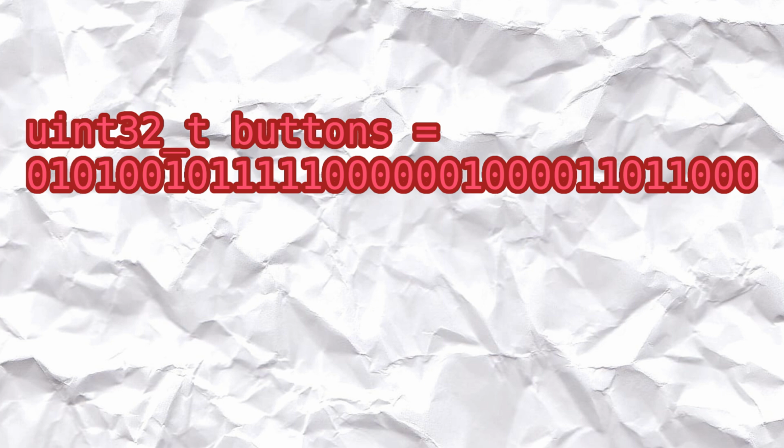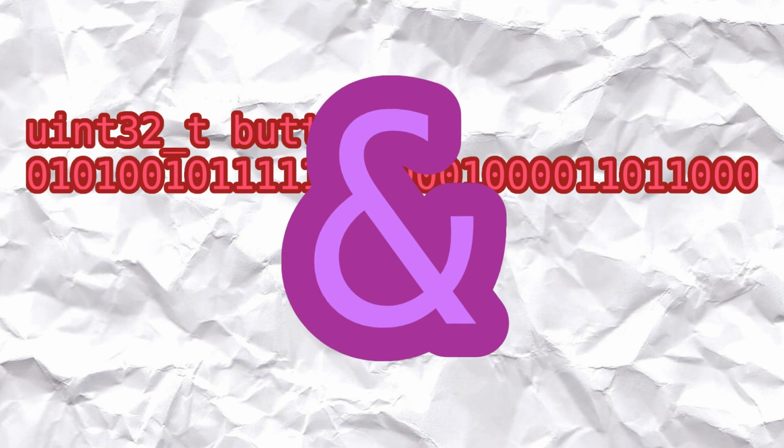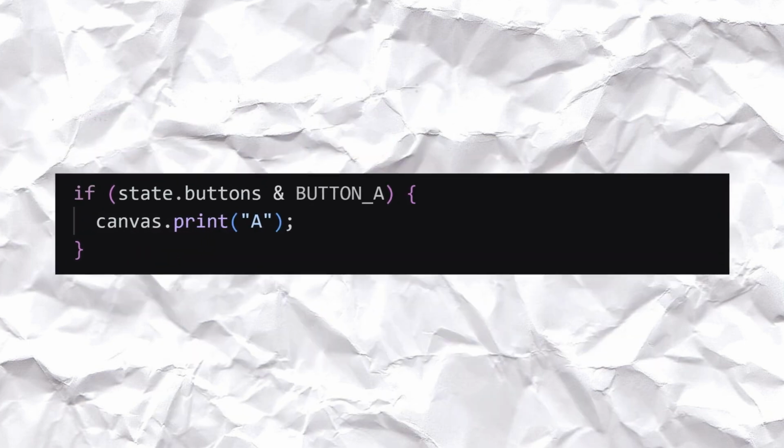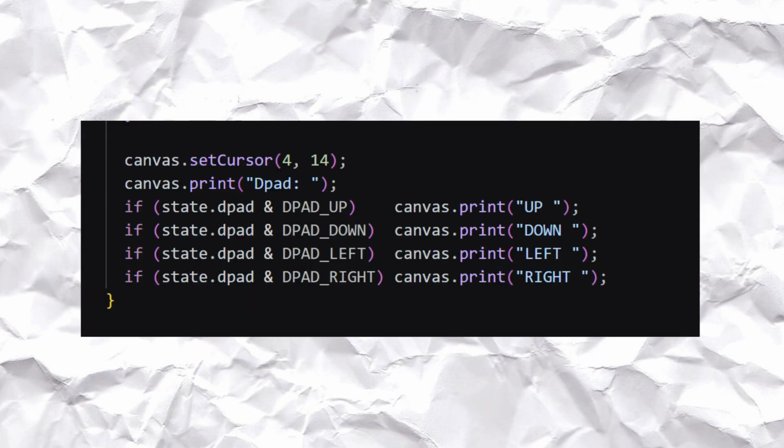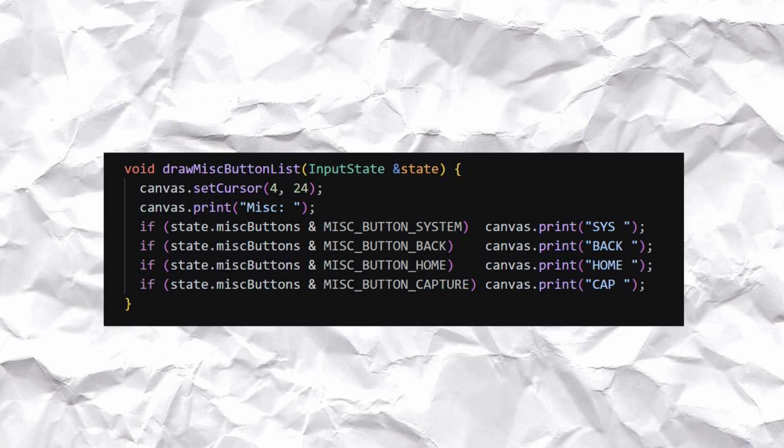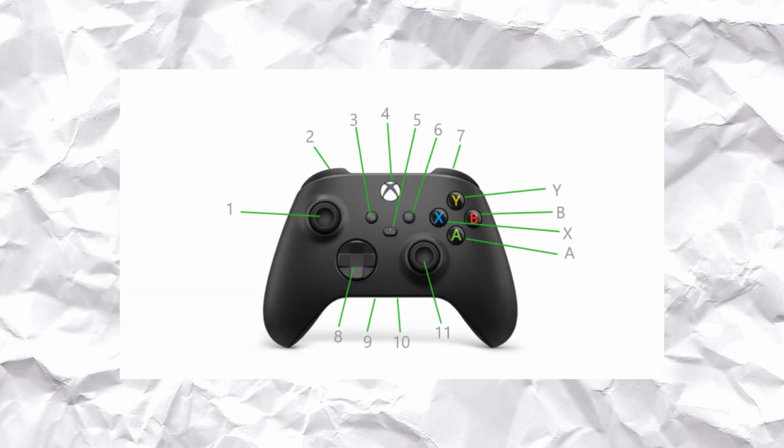That means to check if a specific button has been pressed, we can't just read the number directly, we have to ask, is this specific bit turned on? And we do that with a bitwise operator, like this. D-pad works exactly the same way for each direction, and MISC buttons works the same way too. It's just that that one covers the buttons that aren't really gameplay buttons like home, back, or system.